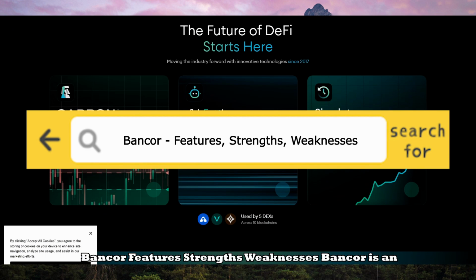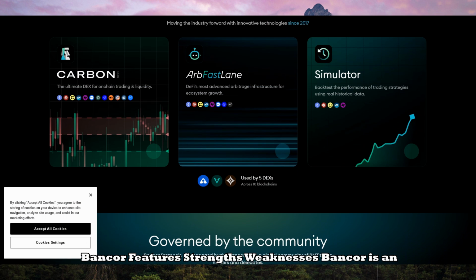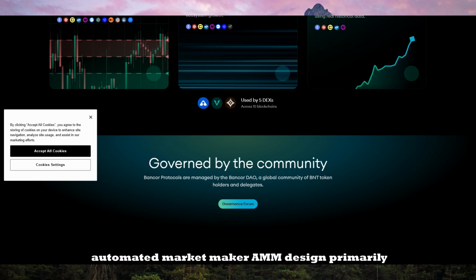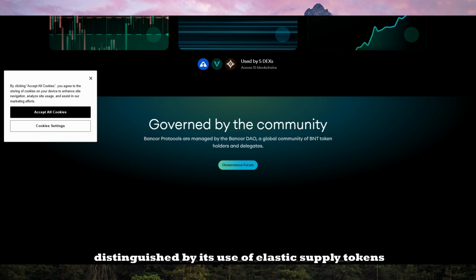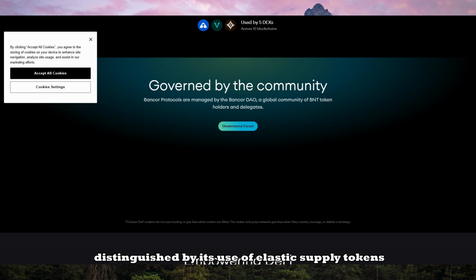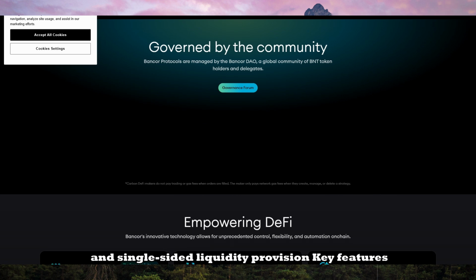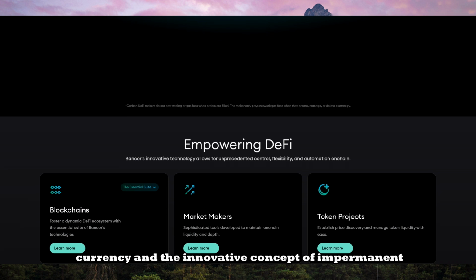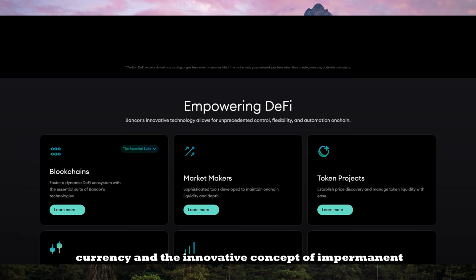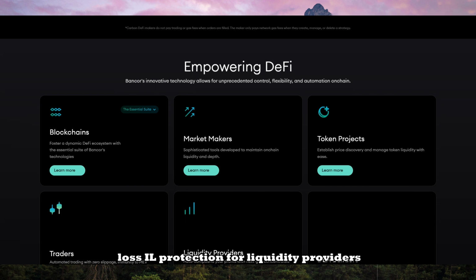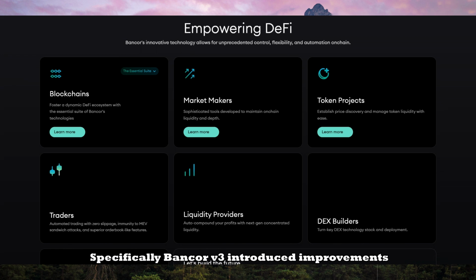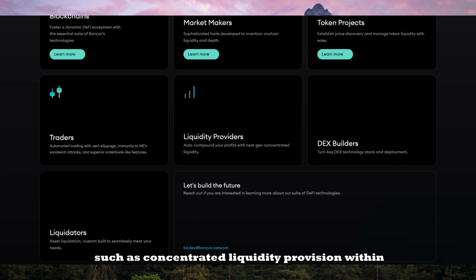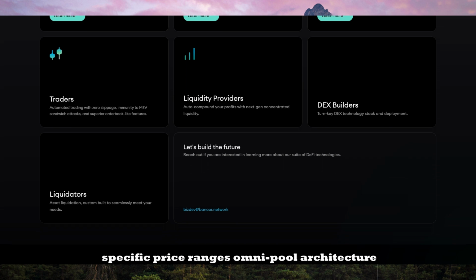Bancor features, strengths, weaknesses. Bancor is an on-chain liquidity protocol that utilizes a unique automated market maker (AMM) design, primarily distinguished by its use of elastic supply tokens and single-sided liquidity provision. Key features include its native token, BNT, acting as a reserve currency, and the innovative concept of impermanent loss (IL) protection for liquidity providers.